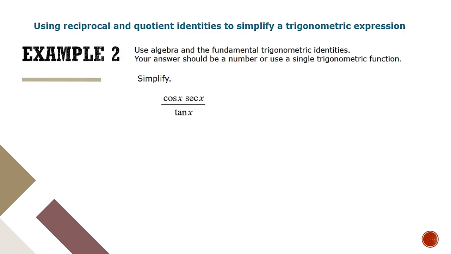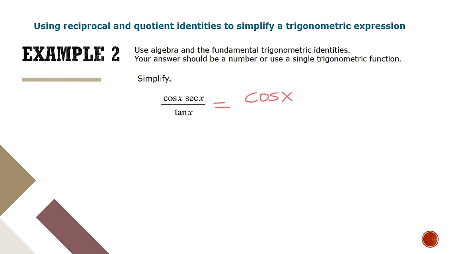So here is an example of what we will be doing for this. Using algebra and the fundamental trigonometric identities, your answer should be a number or a single trig function. So we have to simplify this. It's going to be something like sine of x or cosine of x as an answer. So how do I do this? I'm going to start rewriting things down. So this is going to be the cosine of x.